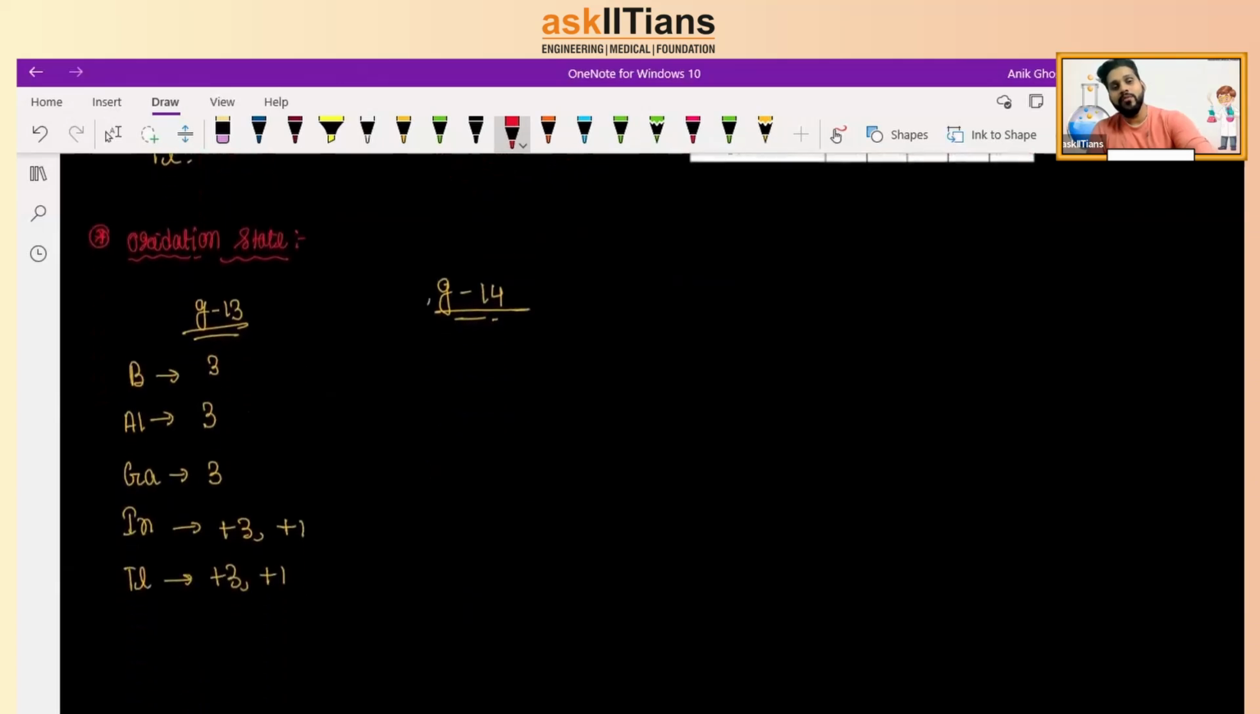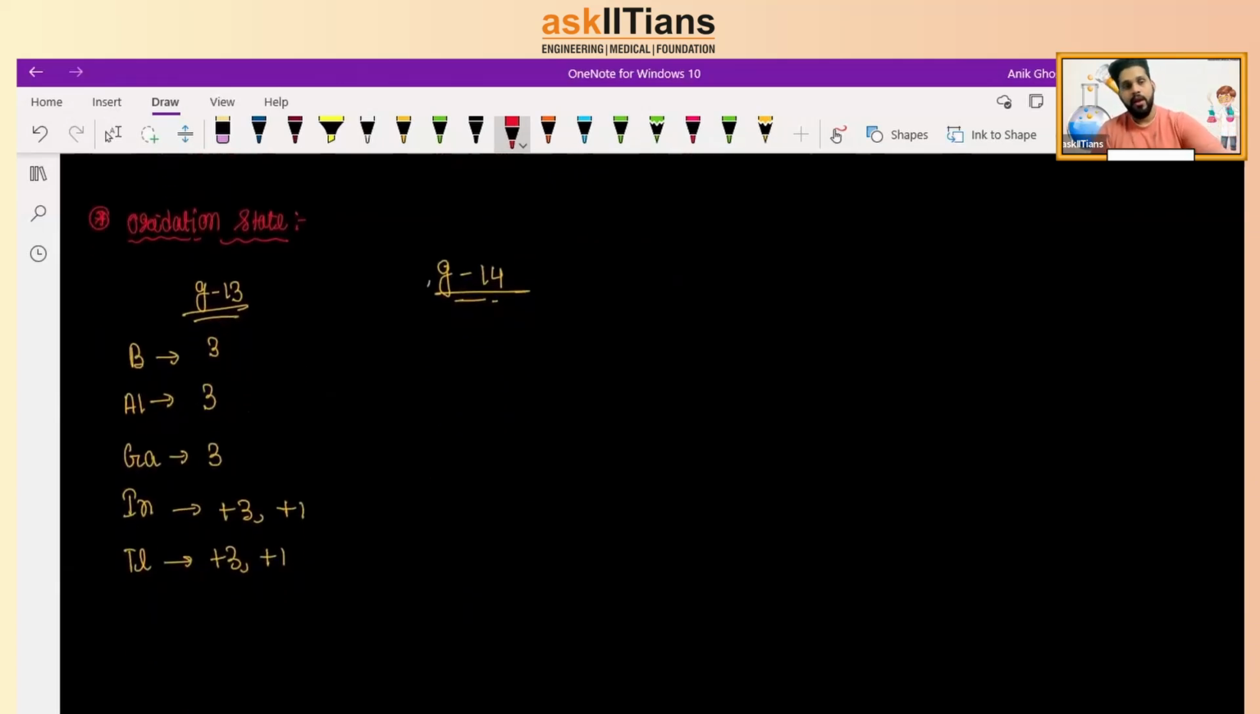Now, going to the next one, which is the oxidation state. What am I writing over here? For group 13 elements, we can definitely expect the valencies to be 3, and for group 14 to be 4. So you can see written here 3, 3, 3, no problem in that. In indium, it shows both 3 and 1, and the main part is in thallium, it doesn't show 3 that much. It shows only +1 valency. Now this +1 valency is caused by the inert pair effect.